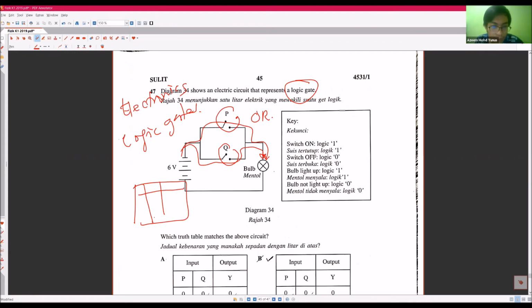So the truth table: 1, 0, 1, 0, 1, 0. So both has 0. So addition: 1 plus 1 is 1, 1 plus 0 is 1, 0 plus 1 is 1, 0 plus 0 is 0. So this must be OR.